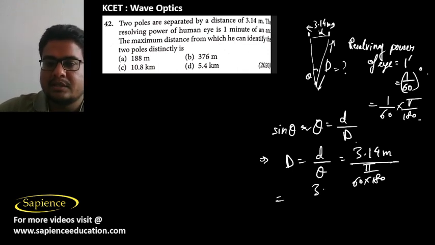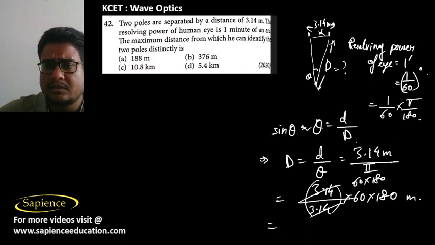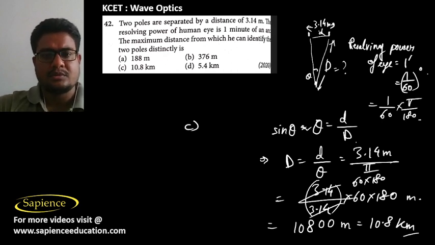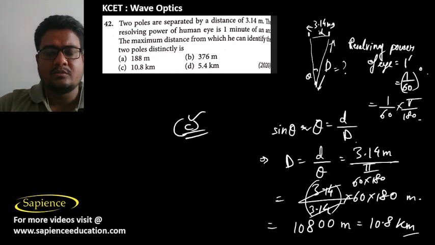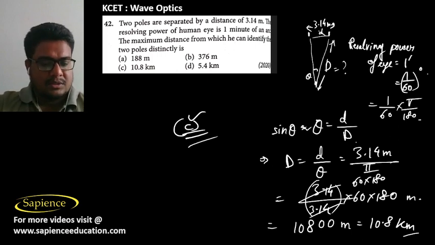So pi I can write as approximately 3.14. So 3.14 into 60 into 180 meters. 3.14 will be cancelled. And 18 6 are 108, so 10800 meter, or I can say this is 10.8 kilometer. So option C is the correct answer. So 10.8 kilometer is the maximum distance from which he can identify the two poles distinctly. Option C is the correct answer.